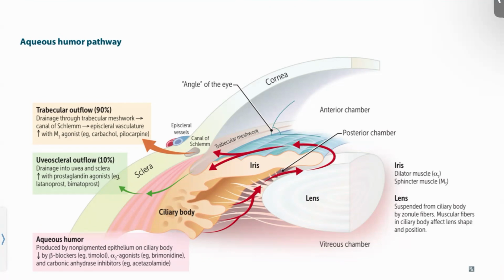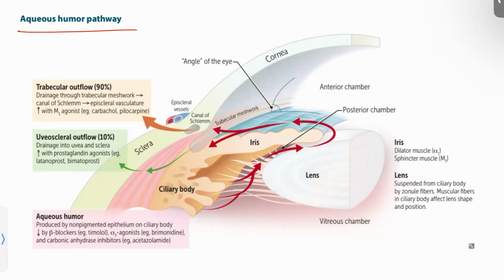Before we know about the pathology of glaucoma, we should understand the normal pathway of the aqueous humor. So let's understand the aqueous humor pathway. We all know that the aqueous humor is produced from your ciliary bodies in the posterior chamber. After being produced in the posterior chamber, it will enter through the pupil into the anterior chamber. The aqueous humor has two pathways to exit. One is the trabecular outflow, which is 90%. Another one is a short pathway, the uveoscleral outflow, only 10%.